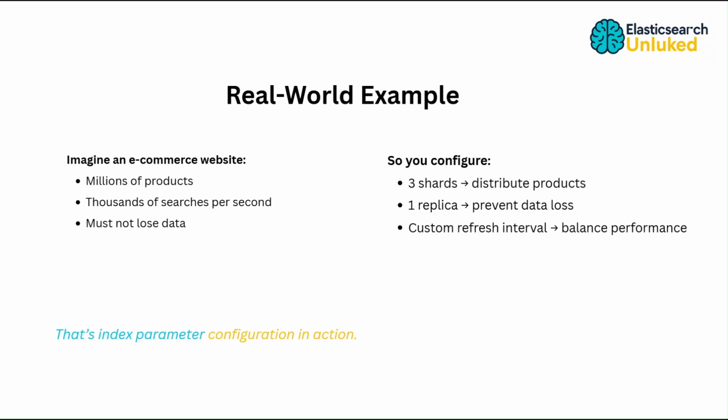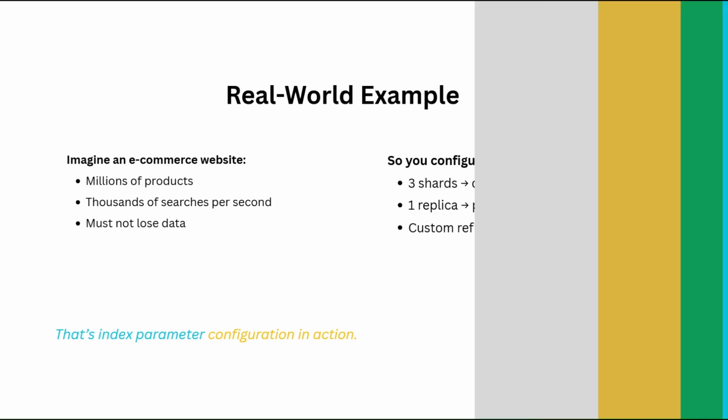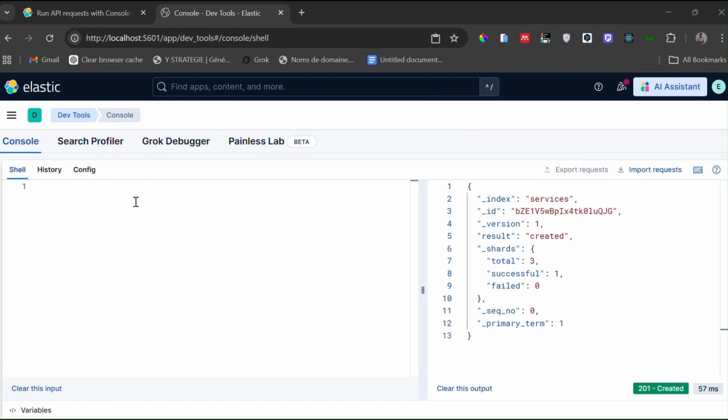So we could configure our system to have three shards to distribute the products, and one replica to prevent data loss. We could also customize the refresh interval to balance system performance. Index parameters help in configuration, and this is where they become very important when it comes to data management in Elasticsearch indexing. Alright guys, I'm on my Kibana interface.